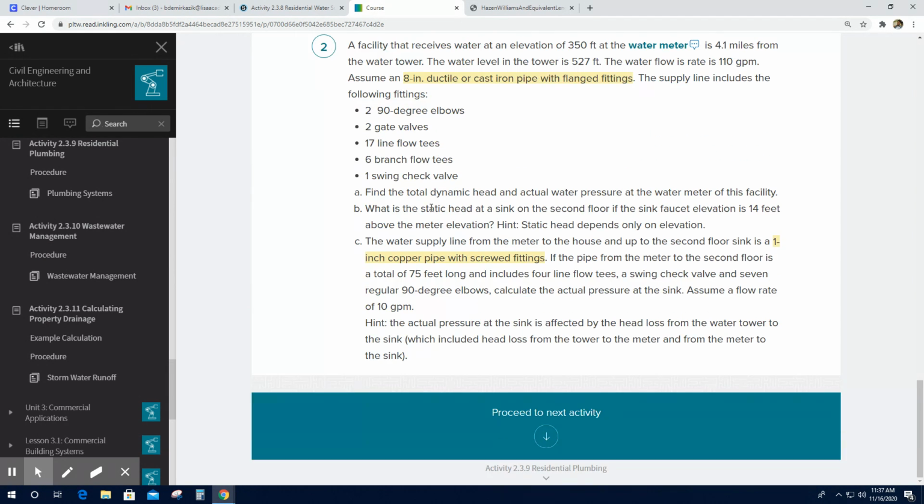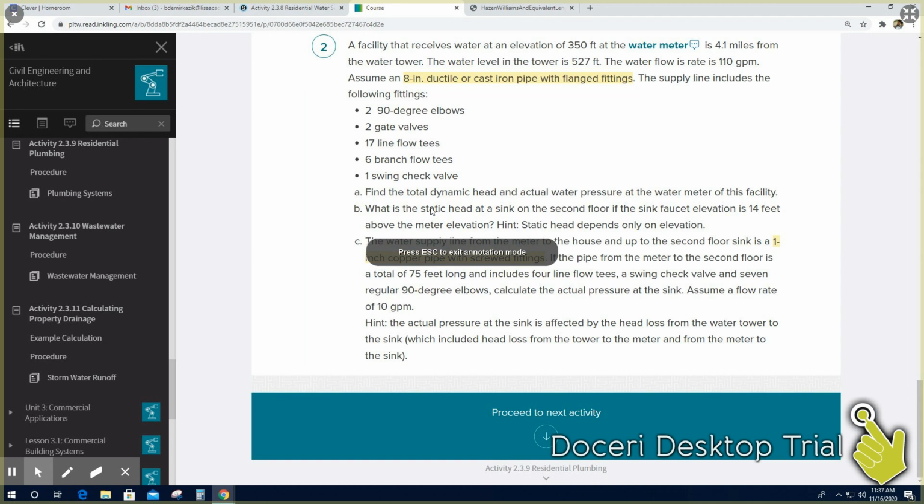What is the static head at the sink on the second floor if the sink faucet elevation is 14 feet above the meter elevation? So we have already calculated static head on the first question, and we calculated 177, right? On the A, we have already calculated, but this time we are going to the second floor, where the sink elevation is 14 feet above.